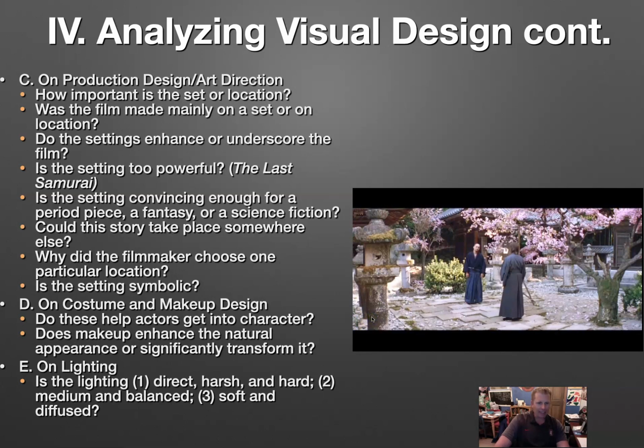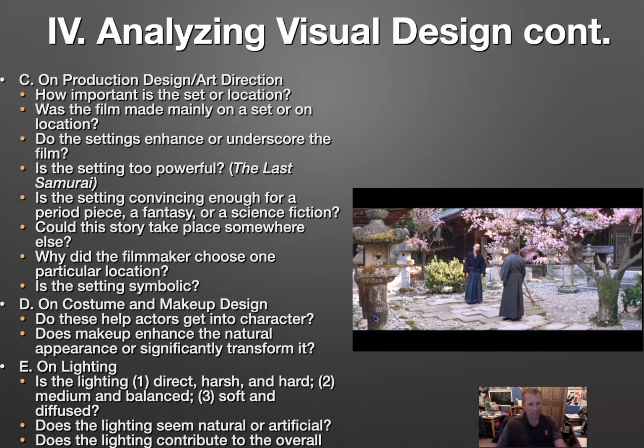The lighting, is it direct? Is it harsh? Is it hard? Trying to give you intimidation. Is it medium and balanced? Is it soft and diffused to set a tone, set a mood? Is it artificial? Is it natural? And does it contribute to the overall emotional attribute or attitude or tone of the film? These are things to keep in mind.